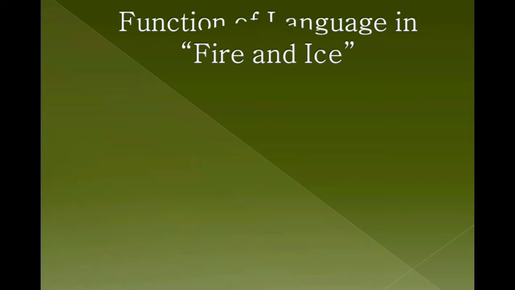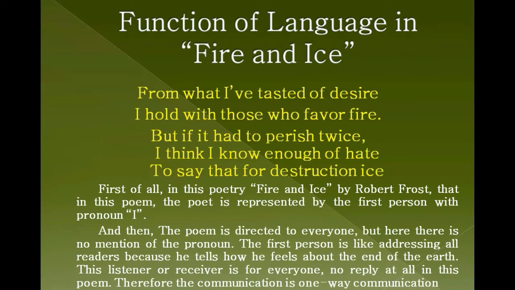First is the function of language in Fire and Ice. The voice is represented by the first person with the pronoun I. And then the poem is directed to everyone. The communication is one-way communication. There is no reply for the listener or receiver.